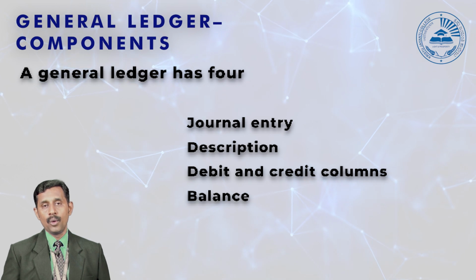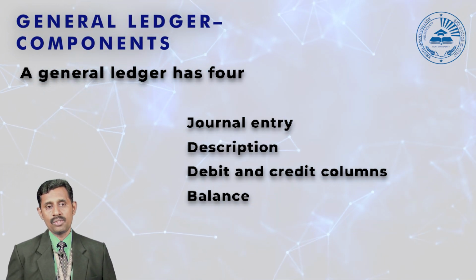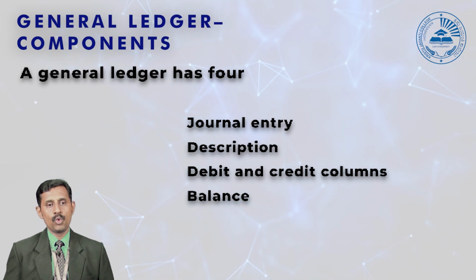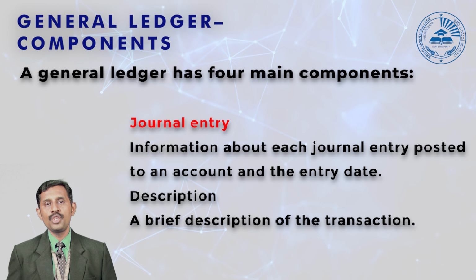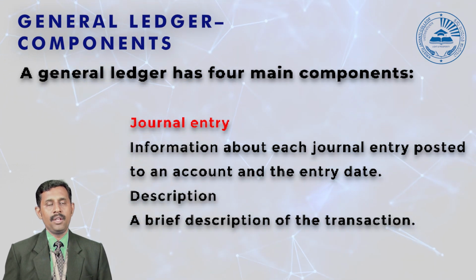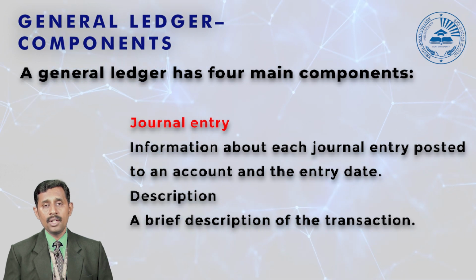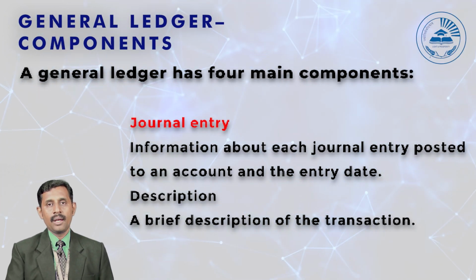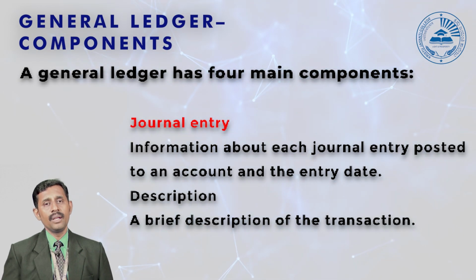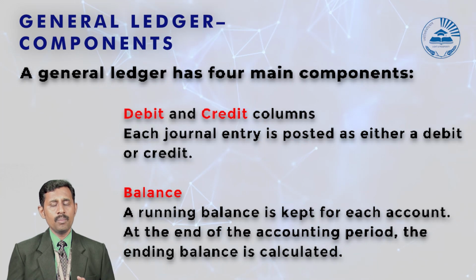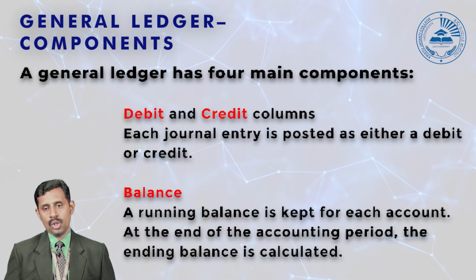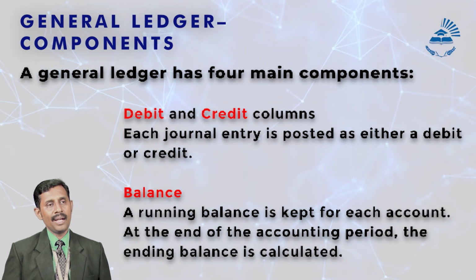All right. Then the components. The ledger has four main components: journal entry, description, debit and credit column, and balance. So what is a journal entry? It's information about each entry posted to an account under the entry date. For example, cash sales made to so and so company. Which date is it posted? What is the account? Sales account. Description means a brief explanation, cash sales made to so and so company. Then the debit and credit column: either we put it in the debit column or in the credit column. The next component is the balance. A balance is kept for each account. At the end of each accounting period, the ending balance will be calculated.